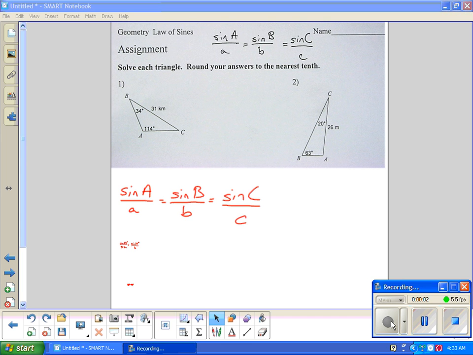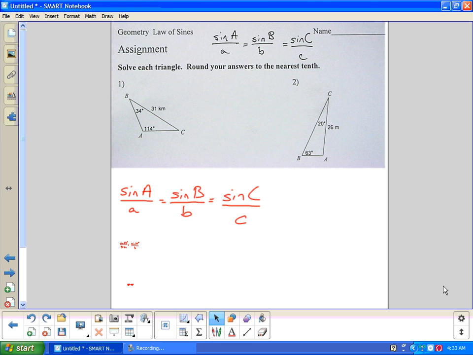All right, so this is a law of sines assignment where we're going to use law of sines to solve triangles that are not right triangles. Again, SOHCAHTOA, sine, cosine, tangent, only work with right triangles, but law of sines is developed from right triangles and works on any triangle, acute or obtuse. All right, so law of sines is said here: sine A over a equals sine B over b equals sine C over c. So let's start with number one.